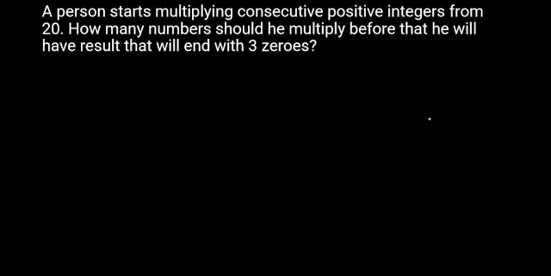Going for the next one. A person starts multiplying consecutive positive numbers from 20 onwards. How many numbers should he multiply before he gets a result ending in 3 zeros? That means finally you should get 3 zeros as an output. Understand that whenever you have 5, it will result in zeros. The factors of 5 will result in zeros.